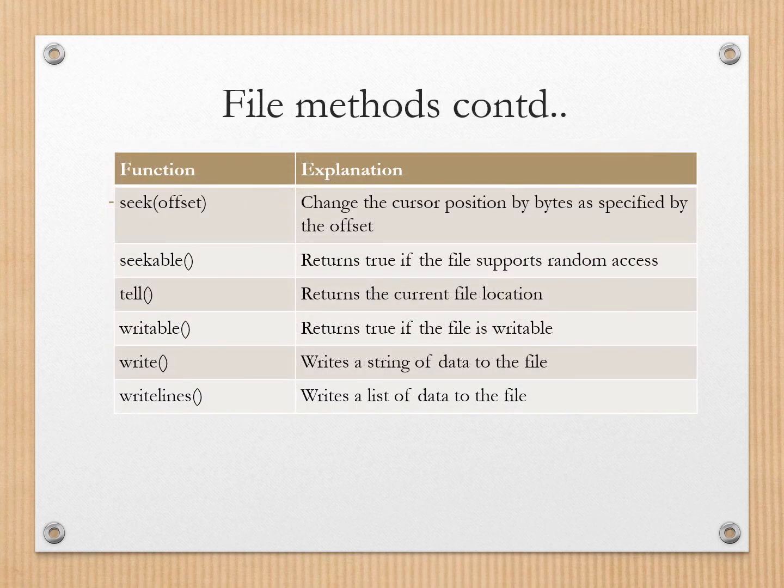seek is a method which is used to change the cursor position to the specified bytes. tell returns the current file location, and write is used to write a string of data to a file. writable is a method which returns true if the file is writable, that is, contents can be written to the file. writelines writes a list of data to the file. These are the list of file methods and file modes that are available.